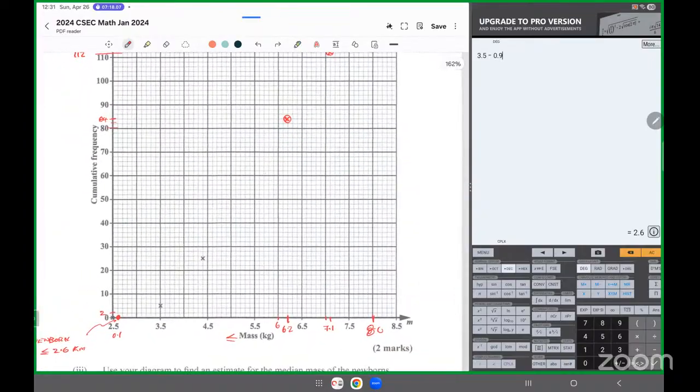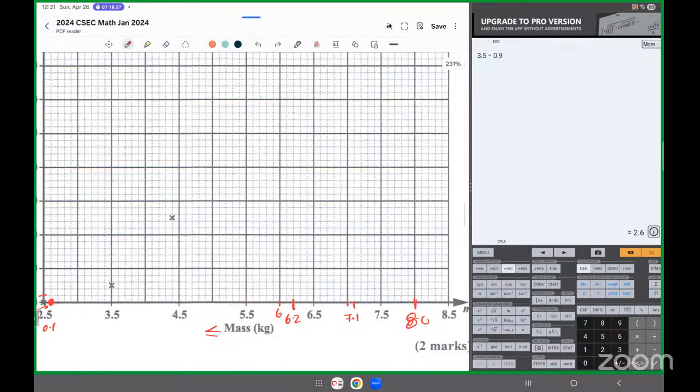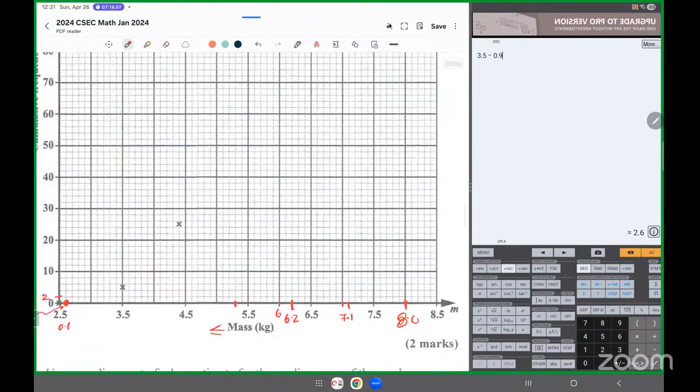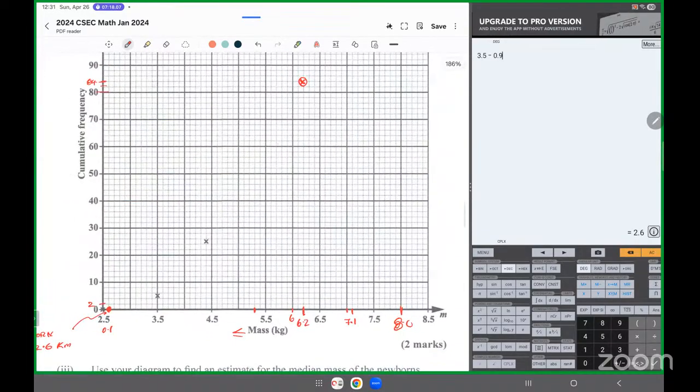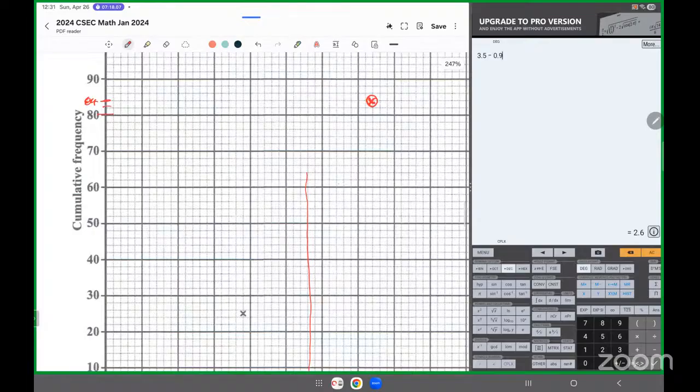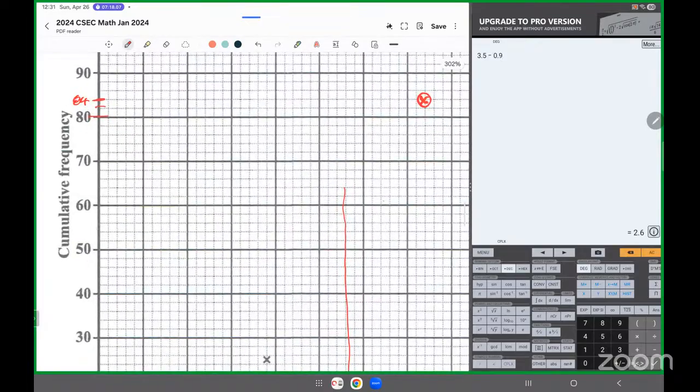5.355. So 5.3 will be right here and 55. So up on this line is the 5.3 line, and 55 is going to be right in between here, because this is 54, 52, 54, 56. So 55 we're going to be right in between here. So we're talking about this point.